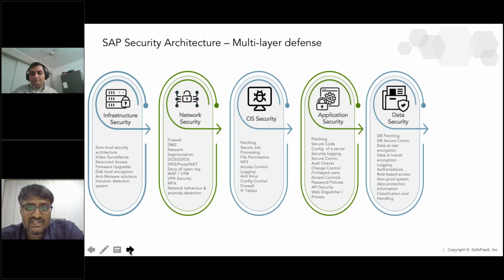And data at rest encryption, that is nothing but your backups or the data that is getting persisted on your disk, that should be encrypted, so that even though some infra loss or some theft happens, you will be safe. Data in transit encryption, that is for the network, like communication layer security. And logging, every database or every application has security logging mechanisms, and also you need to enable the authorizations and role-based accesses at the data layer as well as application layer.